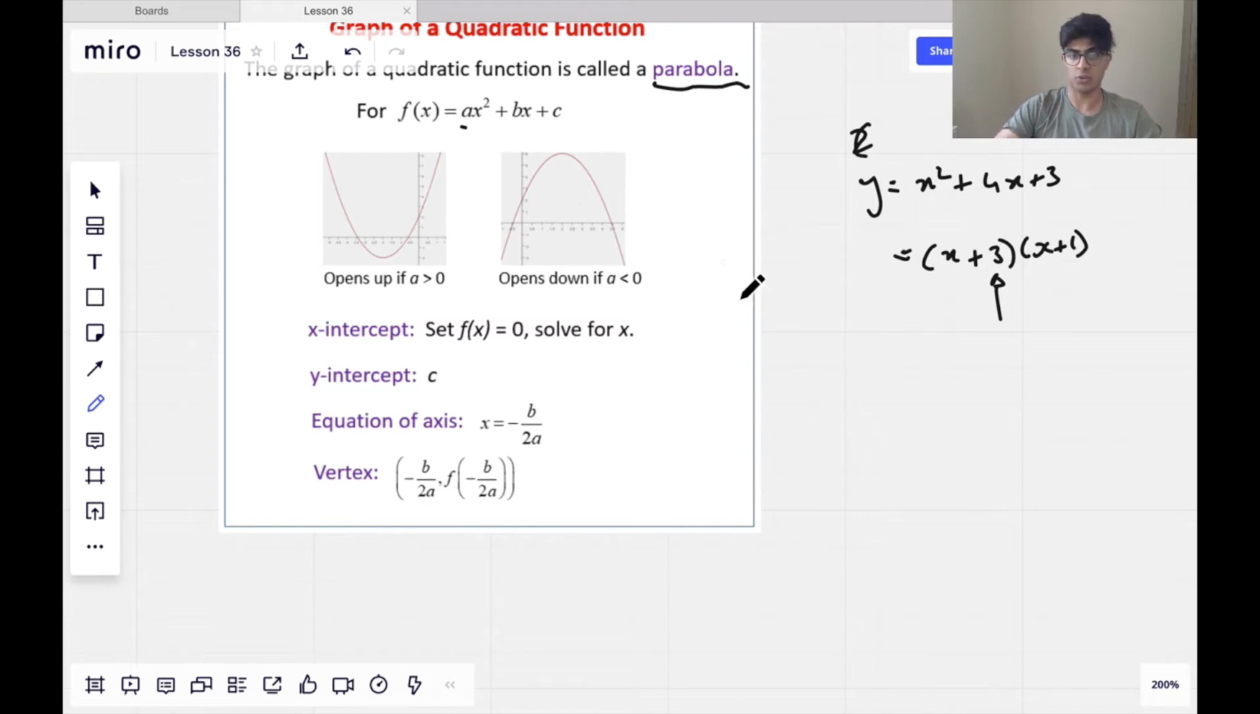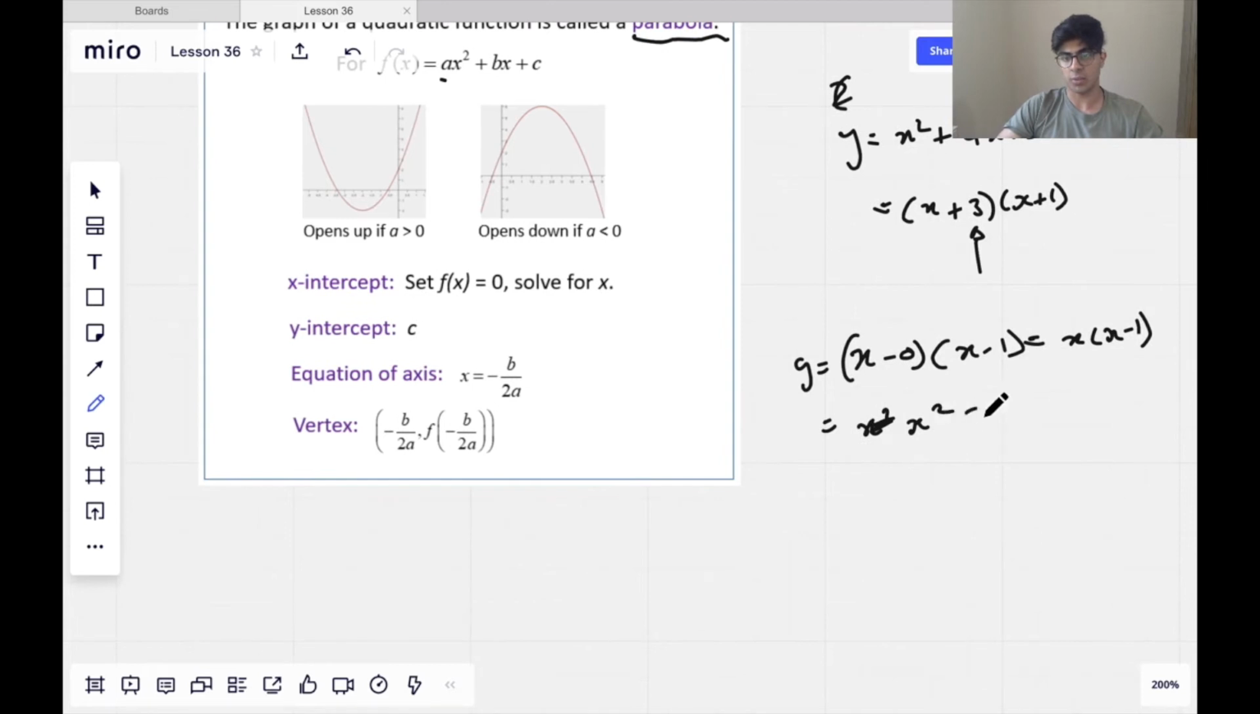You can say, if the roots were, for example, if we look at the graph and the roots are, say, 0 and 1. Well, we know one of the brackets is going to be x minus 0, and the other bracket is going to be x minus 1. And you say y equals that. And then what you check is, when you multiply it out, you get, in this case, x times x minus 1. If you multiply this out, it comes to x squared minus x, right?